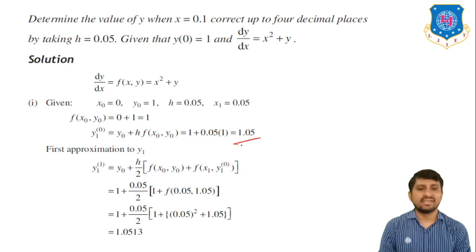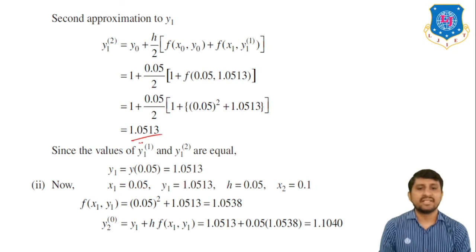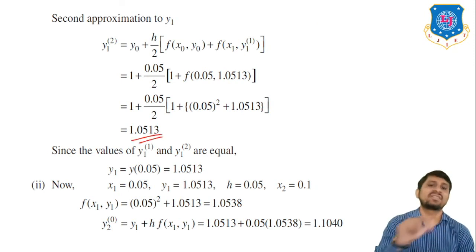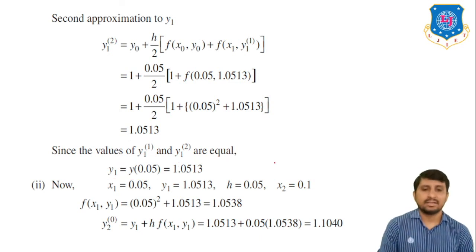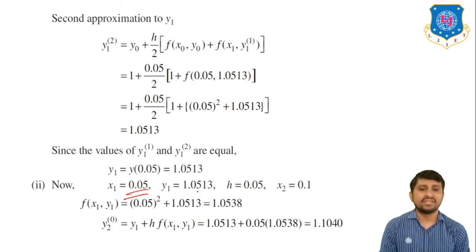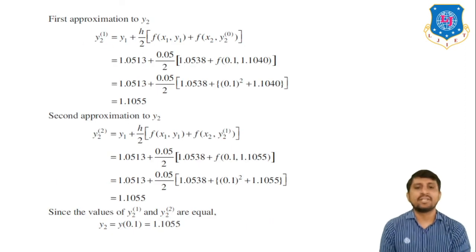So y1 0 is 1.05, y1 1 is 1.0513, and similarly you can find y1 2, the second approximation of y1, which is also 1.0513. Since the values of y1 1 and y1 2 are almost equal, y1 is fixed. Similarly, you can find y2. Now x1 is 0.05, y1 is 1.0513, h is 0.05, x2 is 0.1. Put all these values in the next equation, and easily you will get your y2.